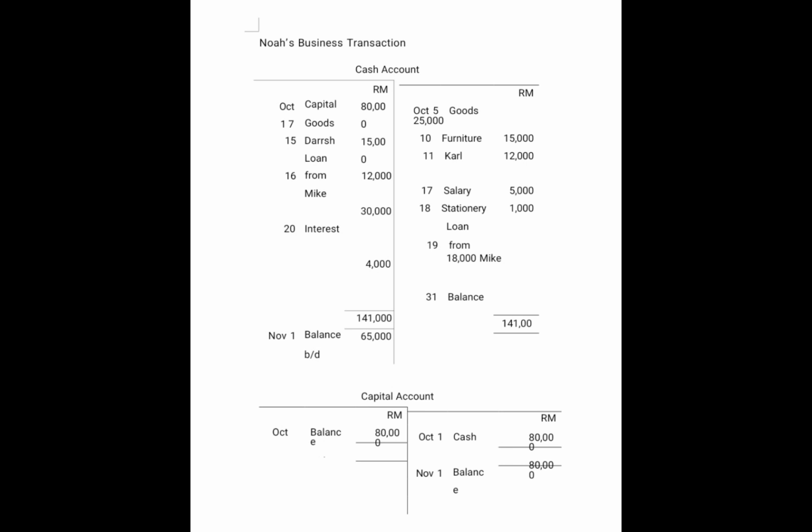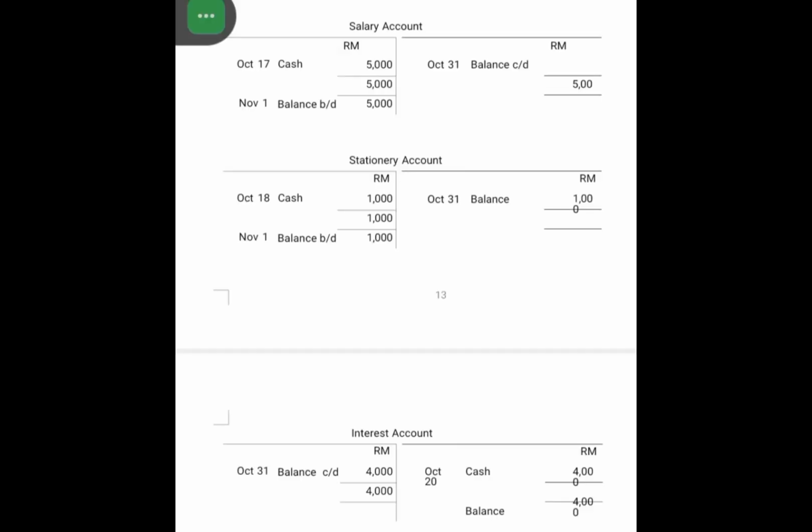You could say that what is written in the journal, you have to post in the ledger. You have to open two ledger accounts, which are the interest account and the cash account. The date, what transaction is going on, and the amount, that is very important. Balance C/D is for opening account, while balance B/D is for closing account.